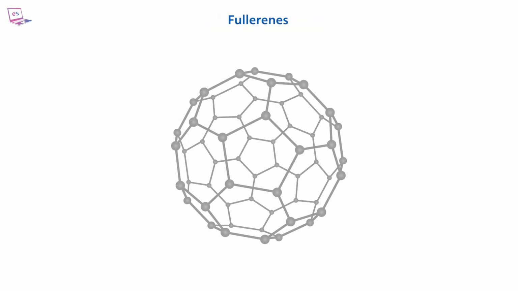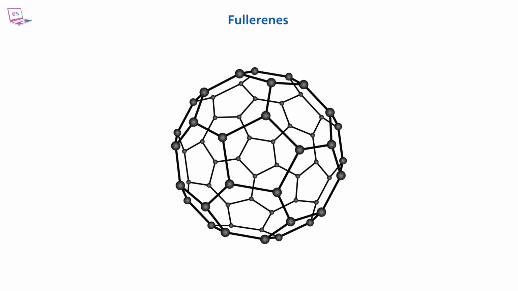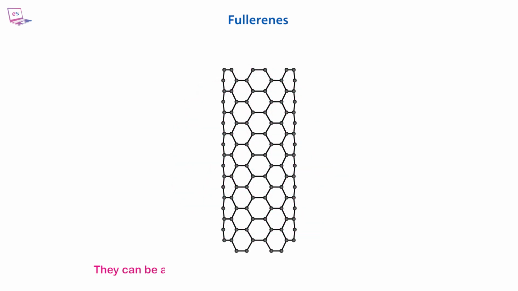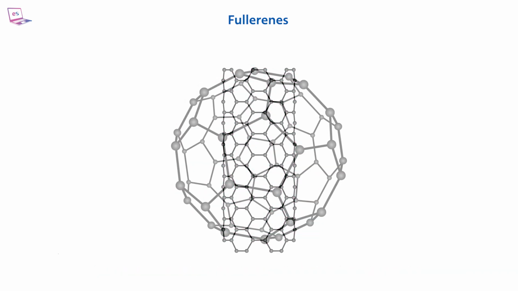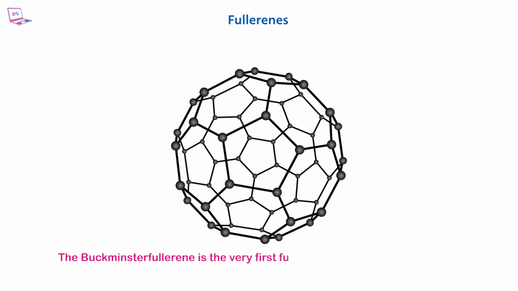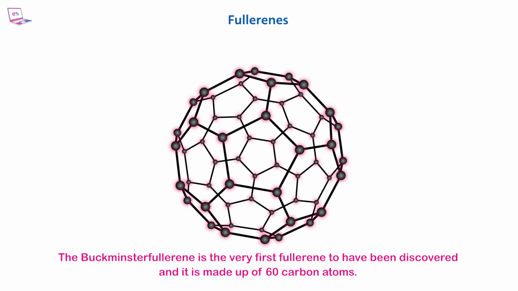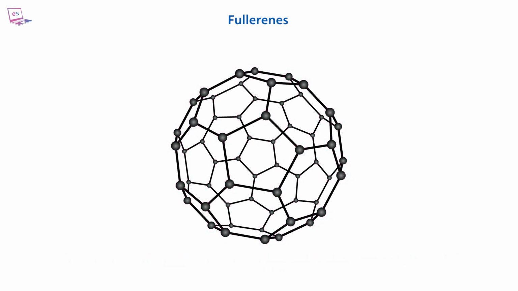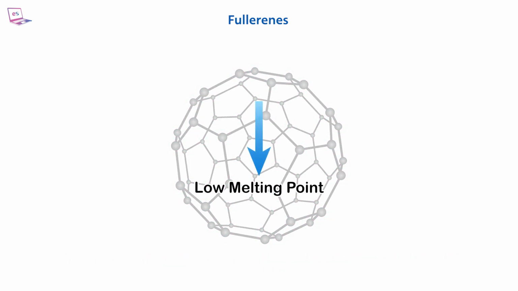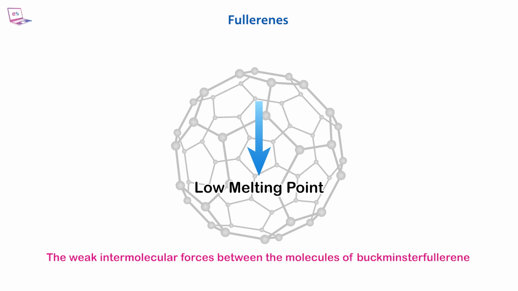Fullerenes. Fullerenes are carbon molecules with hollow shapes. They consist of hexagonal rings of carbon atoms joined by covalent bonds. They can be arranged as a sphere or a tube called a nanotube. The Buckminster fullerene is the very first fullerene to have been discovered, and it is made up of 60 carbon atoms. Buckminster fullerene has a low melting point, as the weak intermolecular forces between the molecules of Buckminster fullerene require less energy to overcome.